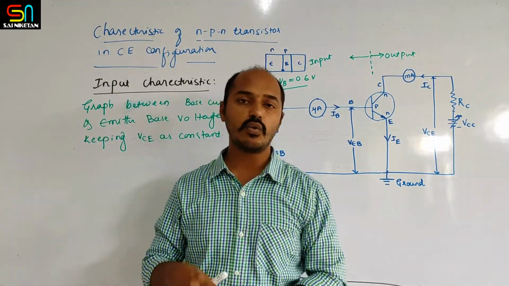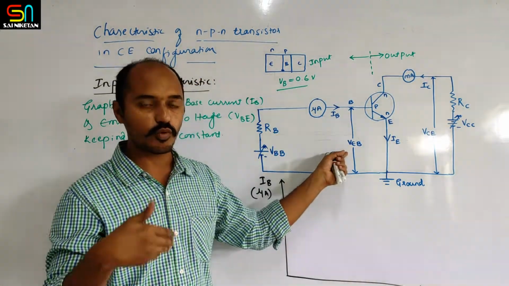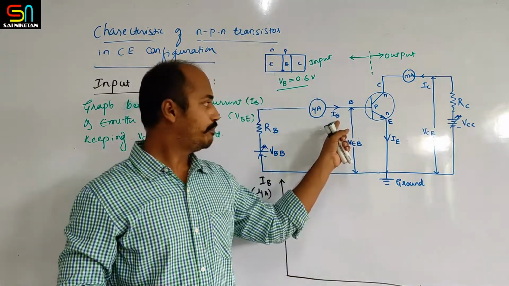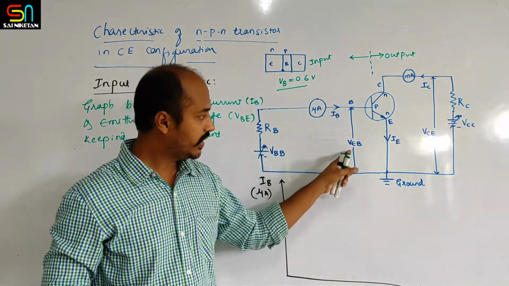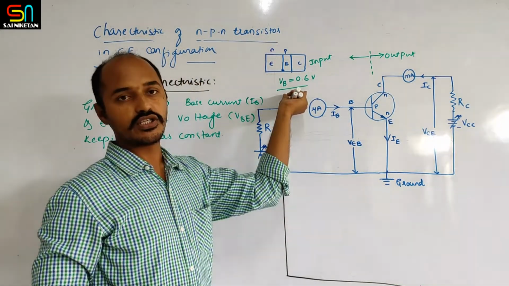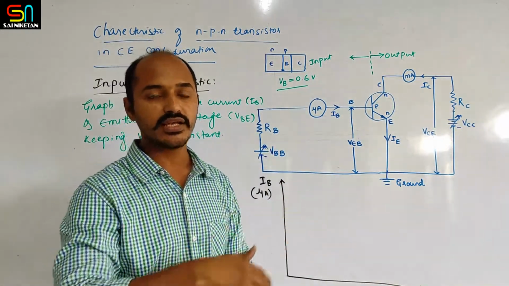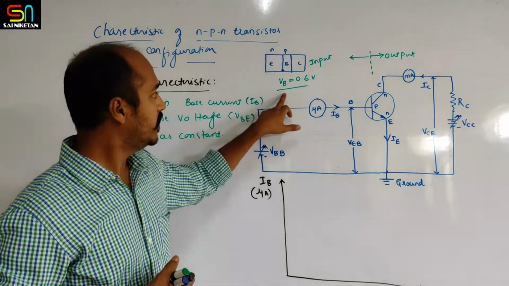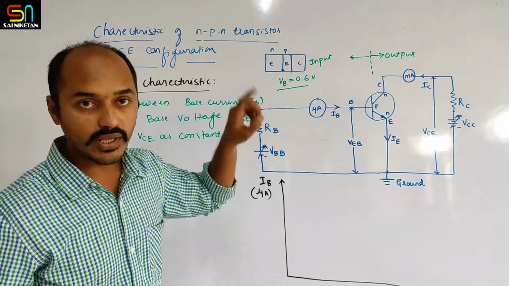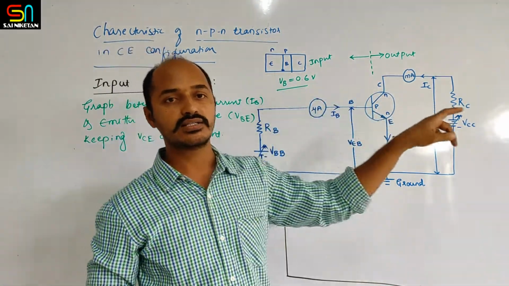If I am supplying the input voltage at 0.1, 0.2, 0.3, 0.4, there will be no base current, because the input voltage is not sufficient to overcome this potential barrier. Until the potential barrier, there will be no current. As in the case of forward bias condition, until this barrier voltage, there will be no current. Once the voltage increases more than this barrier voltage, current suddenly increases.